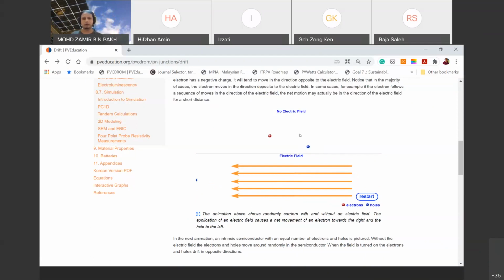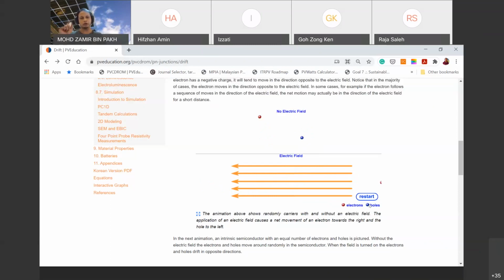On the other hand, if you look at the one at the bottom, okay, let me restart. Okay, you can look at that. So the hole is moving in one direction, the electric field direction on the left, and on the other hand, the electron is moving in the opposite direction. Okay, this principle is important. Now you may not see it yet. We're going to see later on in our device when we talk about p-n junction.